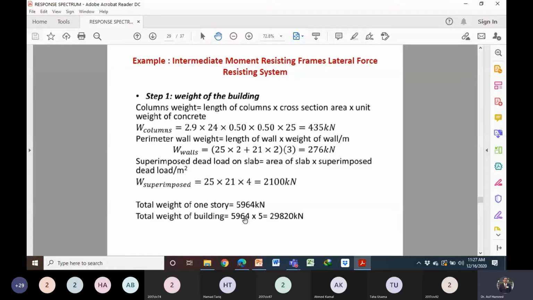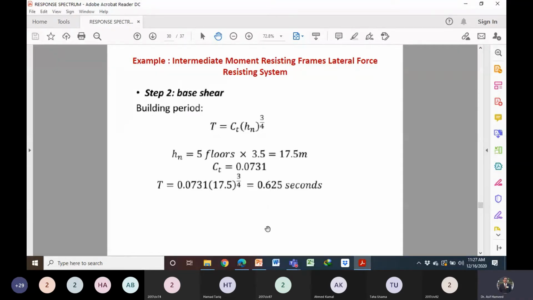So we have calculated the total weight. This is the total weight. Once we have the total weight, next step is we have to calculate the time period. Definitely we can calculate the time period by using the empirical formulas. So this is the empirical formula, method A of the UBC code.